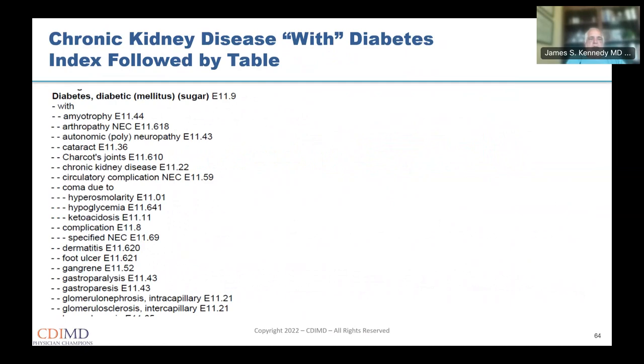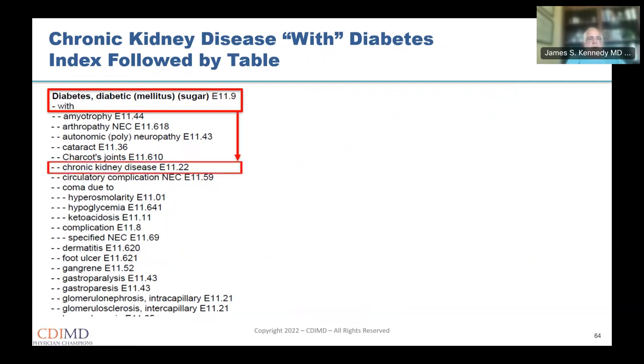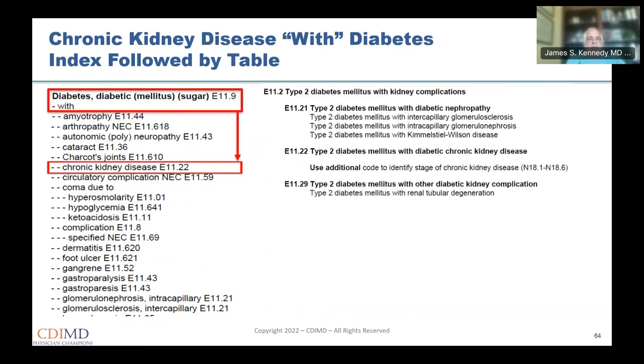So let's say I have a patient with diabetes and they have chronic kidney disease. Notice that diabetes with, now the word with, if the word with is in a code title, it means it's automatically linked to that condition unless the doctor delinks it by describing another cause. But notice I will do diabetes with, and you see chronic kidney disease. It points to that E11.22. I then go to my tabular list.